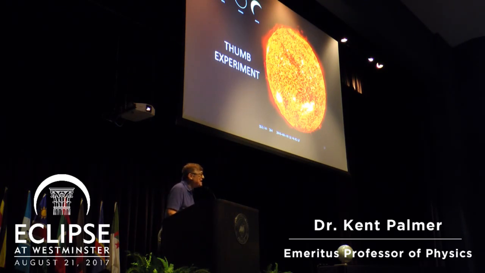Well, to make an experiment, I want everybody to try this experiment. Everybody has a thumb, or if you don't, use a finger. Be careful which finger. I want you to try with your finger, moving it back and forth, to see if you can simulate, first of all, the total eclipse, and then an annular eclipse. So everybody, arms out.